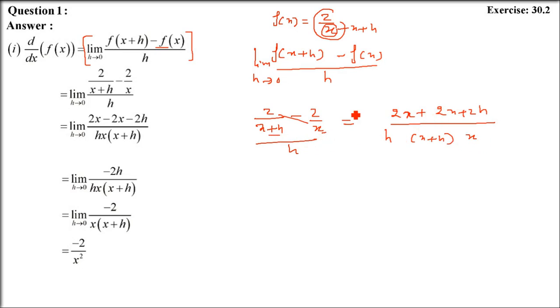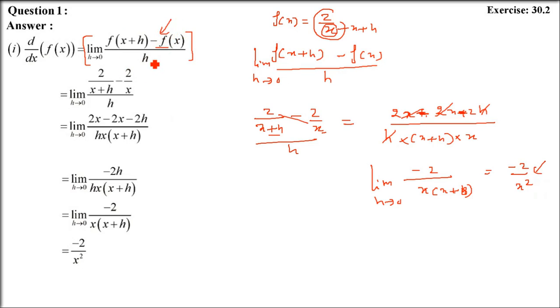Since it is negative, let me make it negative here also. So 2x gets cancelled and you have minus 2h by h, x plus h and x. So h you can cancel, you have minus 2 in the numerator. What is in the denominator? x into x plus h. Now limit apply, always apply the limit at the last, which is h equals 0. Every time you have to do this. Minus 2 by x into x, because x plus h is 0, so minus 2 by x square.